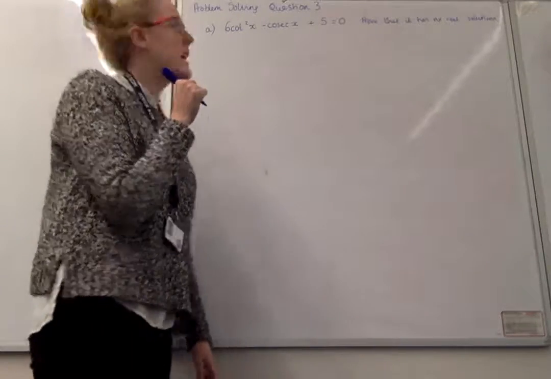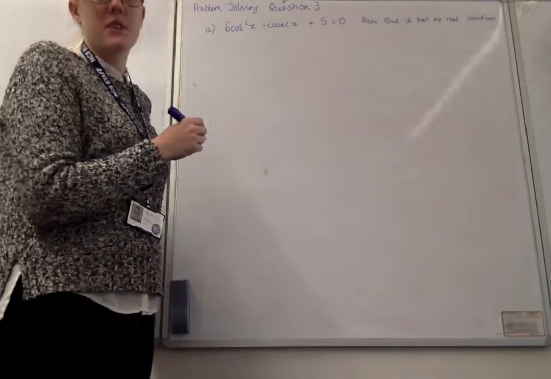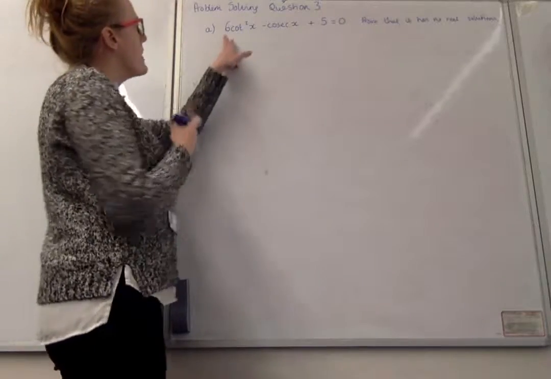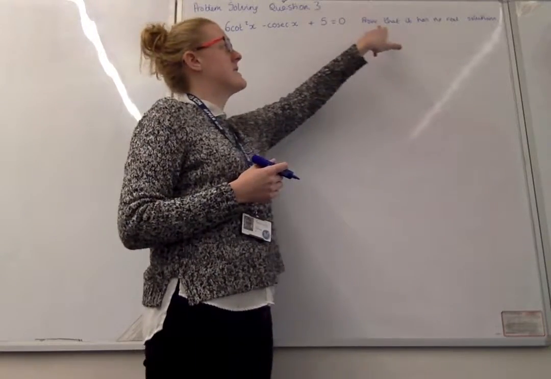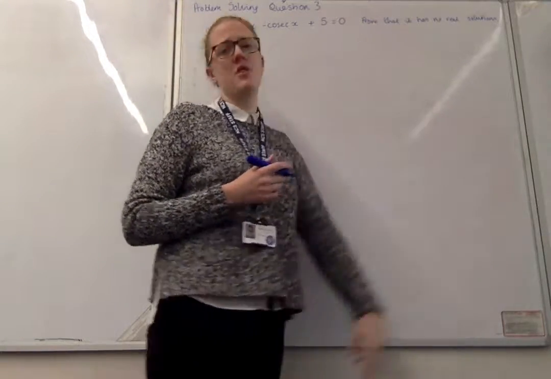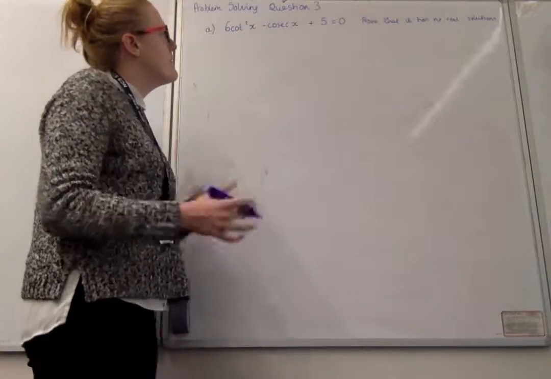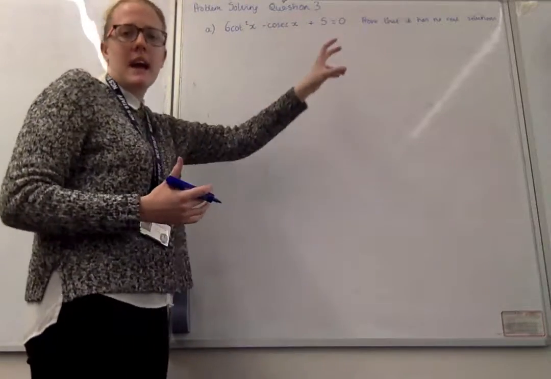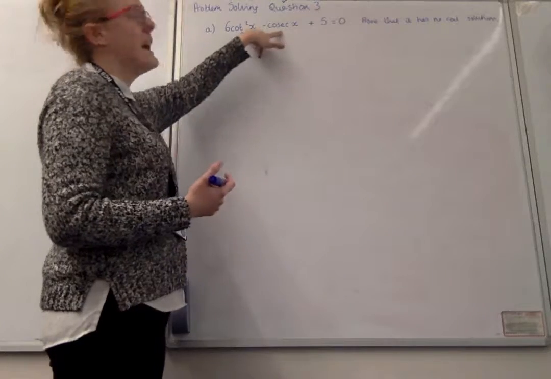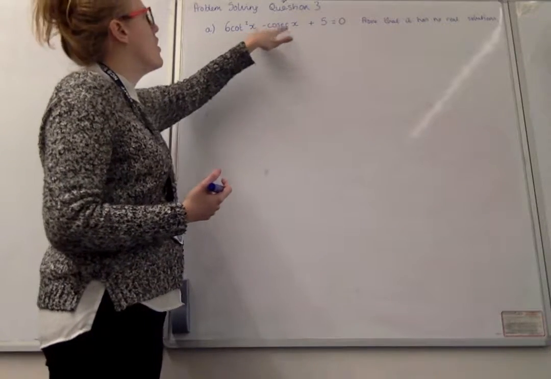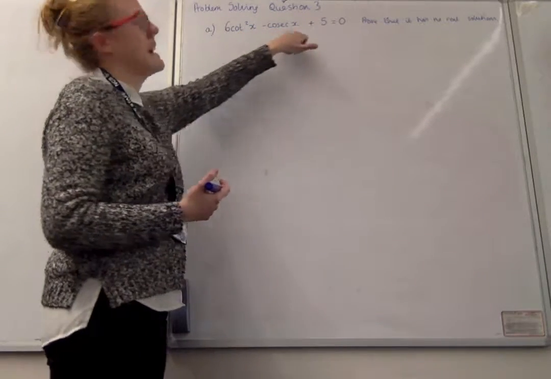Hi guys, so we're going to look at question 3 from the problem solving section of the homework. Now it gave me an equation here and asked me to prove that it has no real solutions. Firstly, we can see we're probably going to get a quadratic out of this, but currently it's in terms that are different. We've got cot x, cot squared x and cosec x.